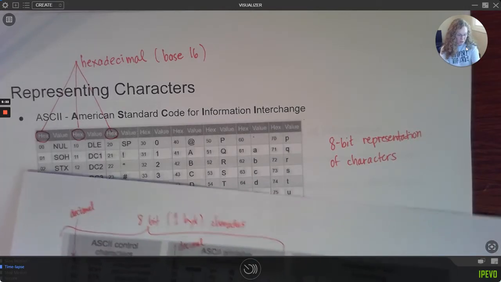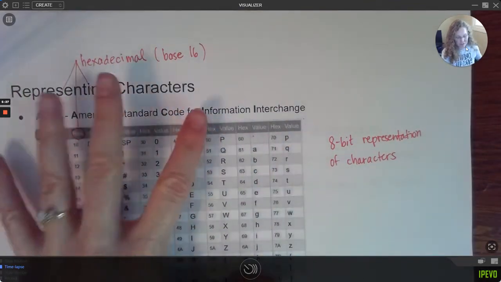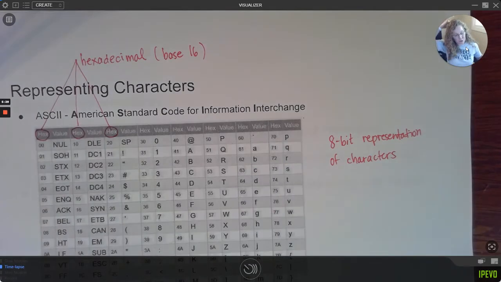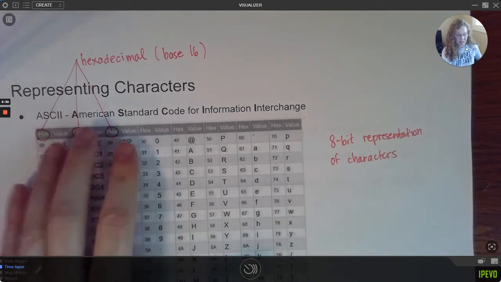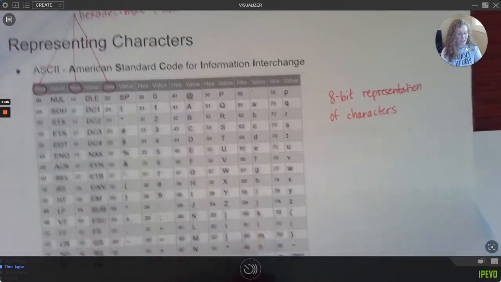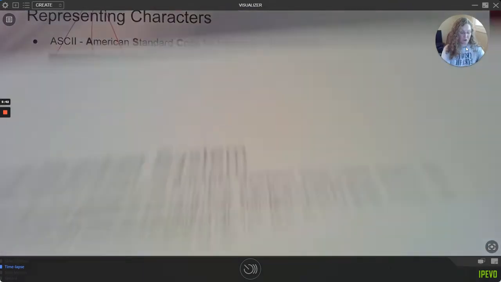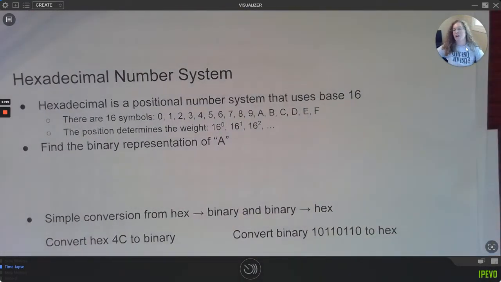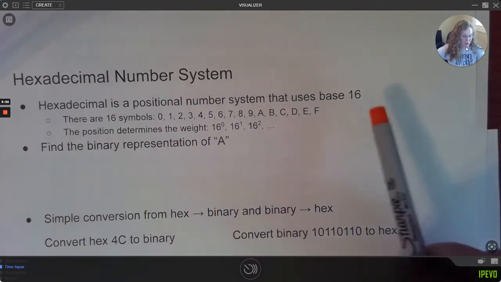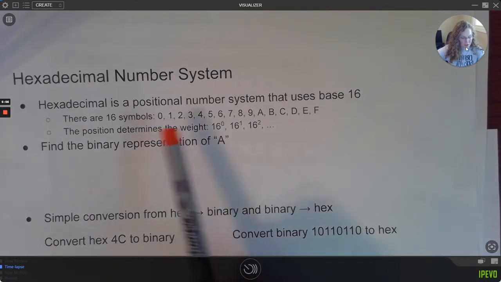Okay, so let's talk a little bit about hexadecimal. In fact, if you find an ASCII table, usually you'll find it in hexadecimal, and most computer scientists would find it more desirable to have it in hexadecimal. So let's look at why that might be true. As I mentioned, hexadecimal is the number system that uses base 16. It's a positional number system. It uses base 16, so there have to be 16 different symbols. So that will be 0 through 9.